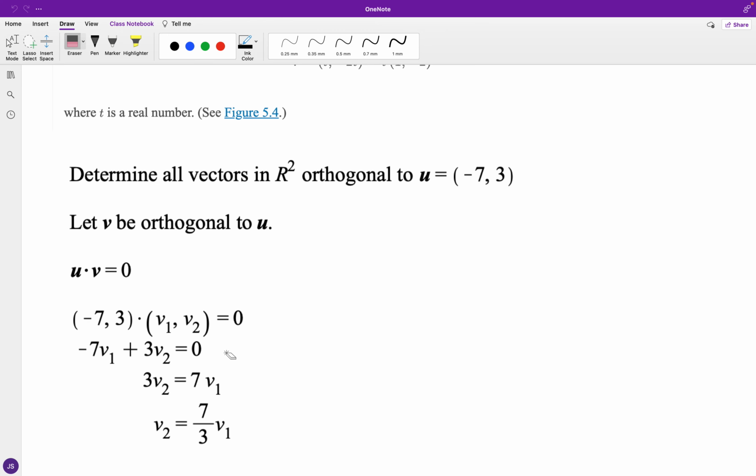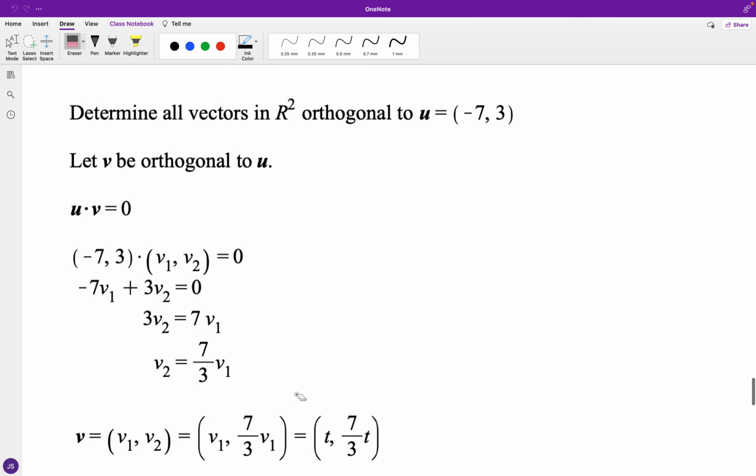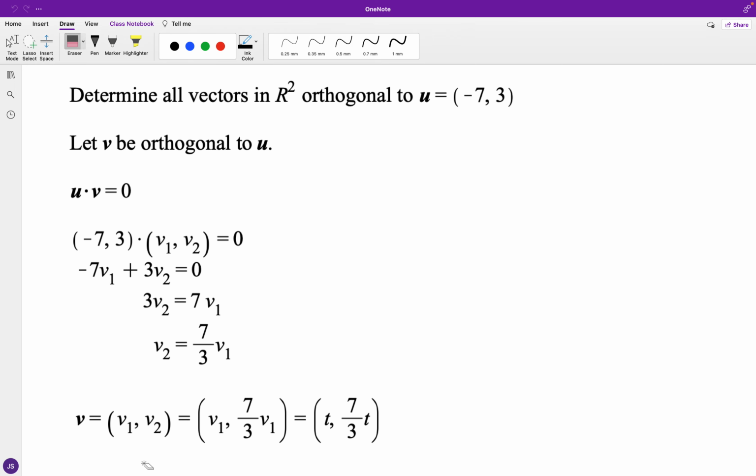And so with the dot product, we have -7v1 plus 3v2 is equal to 0. Isolating 3 times v2, that is going to be equal to 7v1. Solving for v2, we have 7/3 v1. So for v, again, we have (v1, v2), which is equal to (v1, 7/3 of v1). Letting v1 be equal to t, it turns out that v2 is going to be equal to 7/3 of t. And so that will be the orthogonal vector in this case.